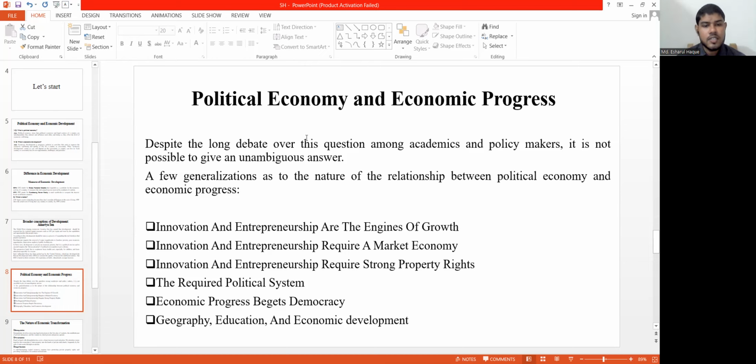The customer gives the signal to the producer of what needs to be produced, in what quantity, and what price they pay for the product. So entrepreneurship and innovation require no legal restriction in the market, and they want a fair playing field so that they compete with each other and ensure the country's economic growth. Number three, innovation and entrepreneurship require strong property rights.